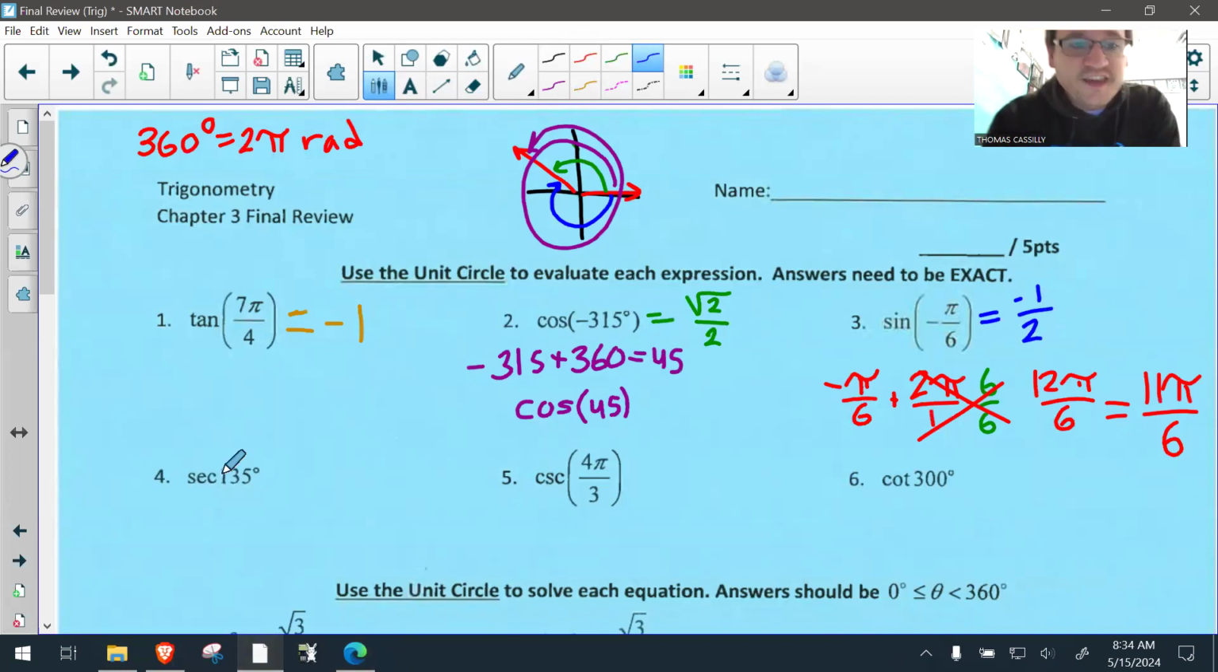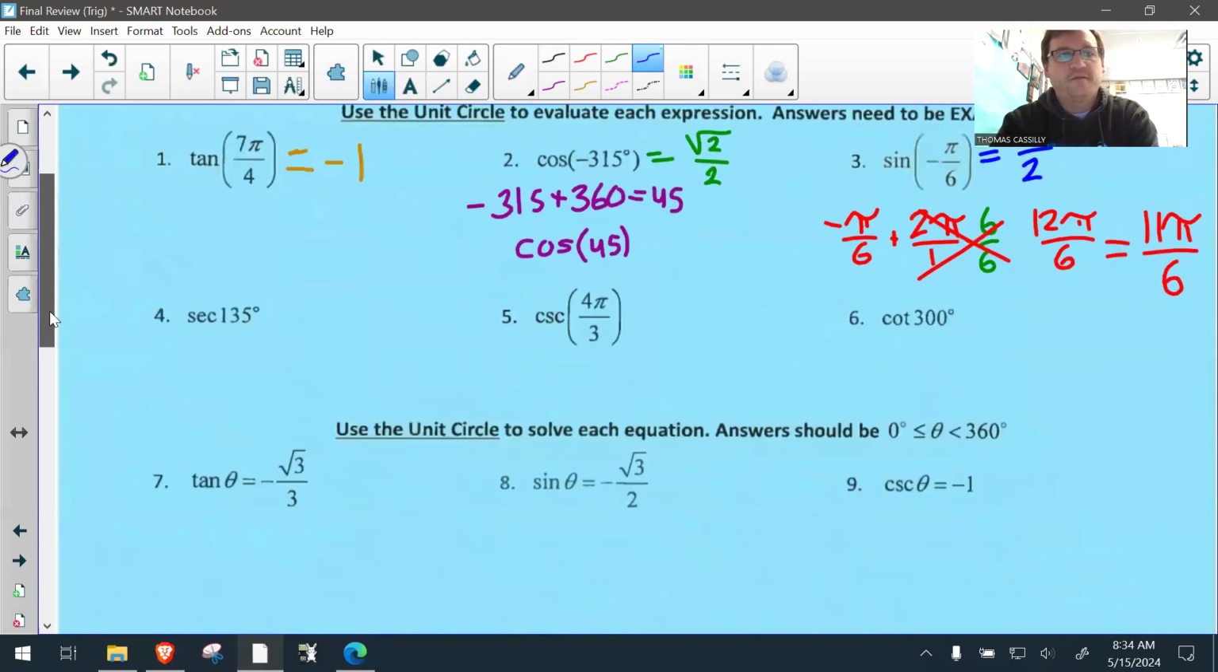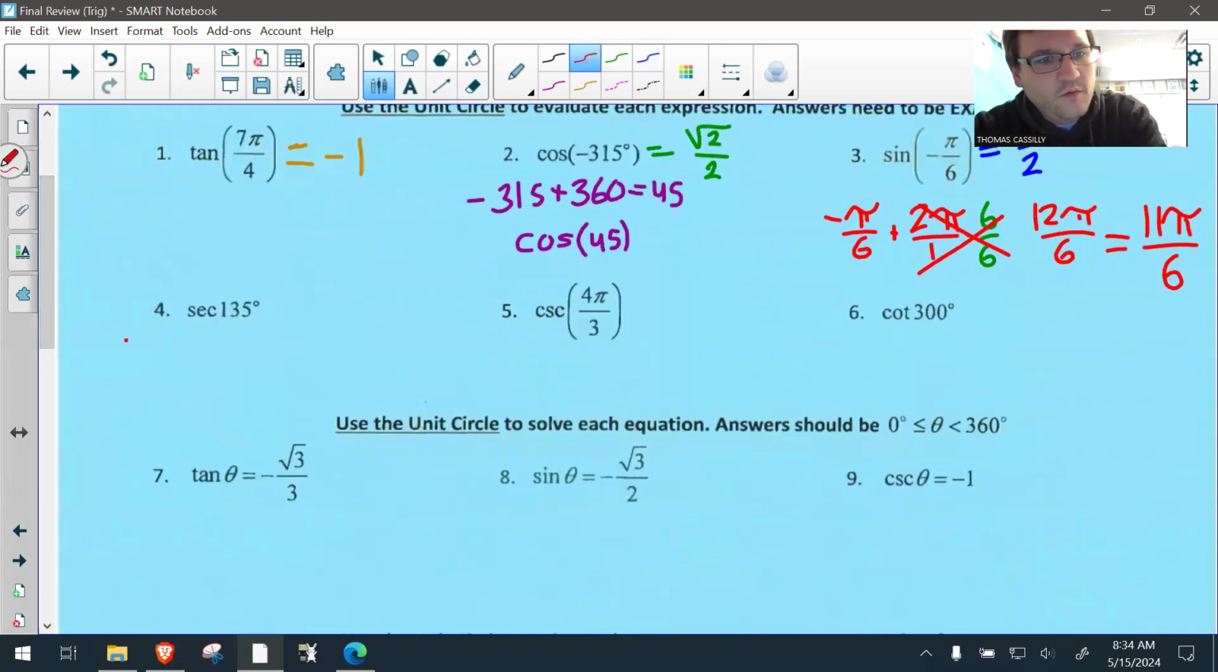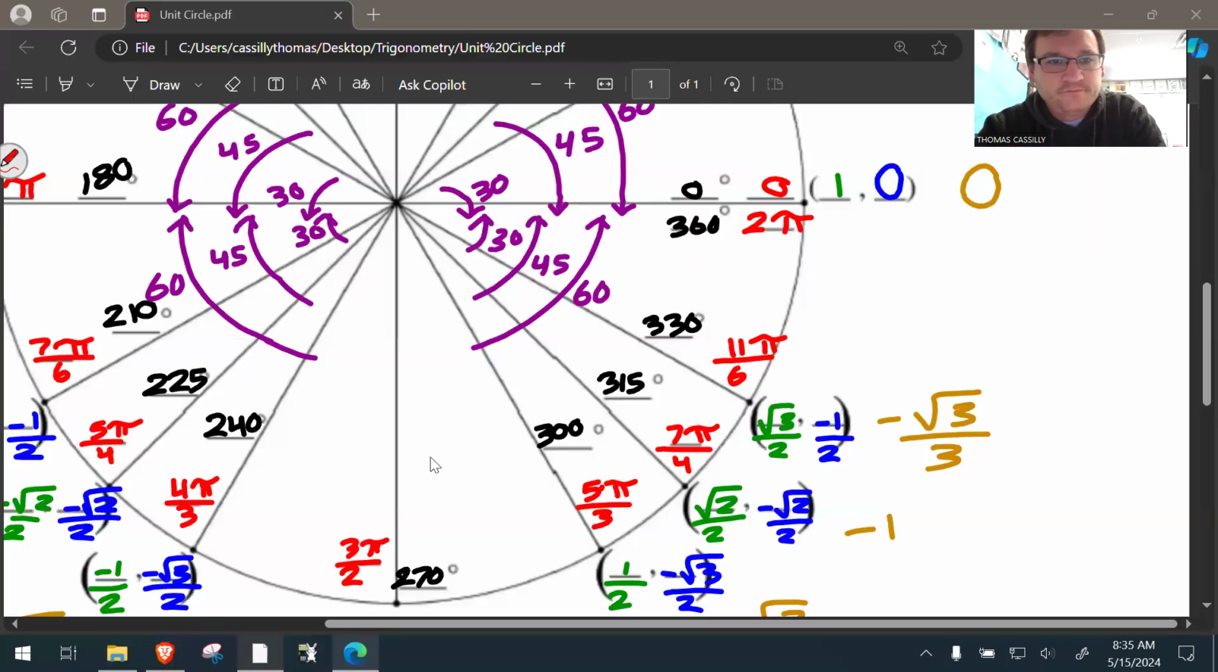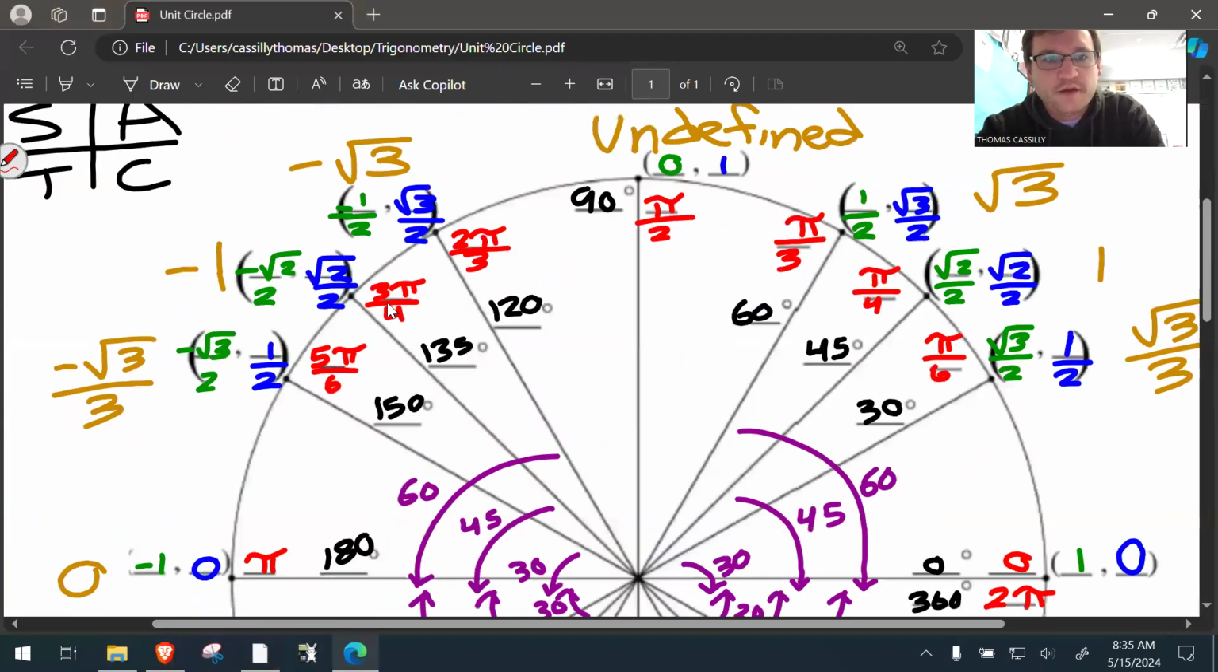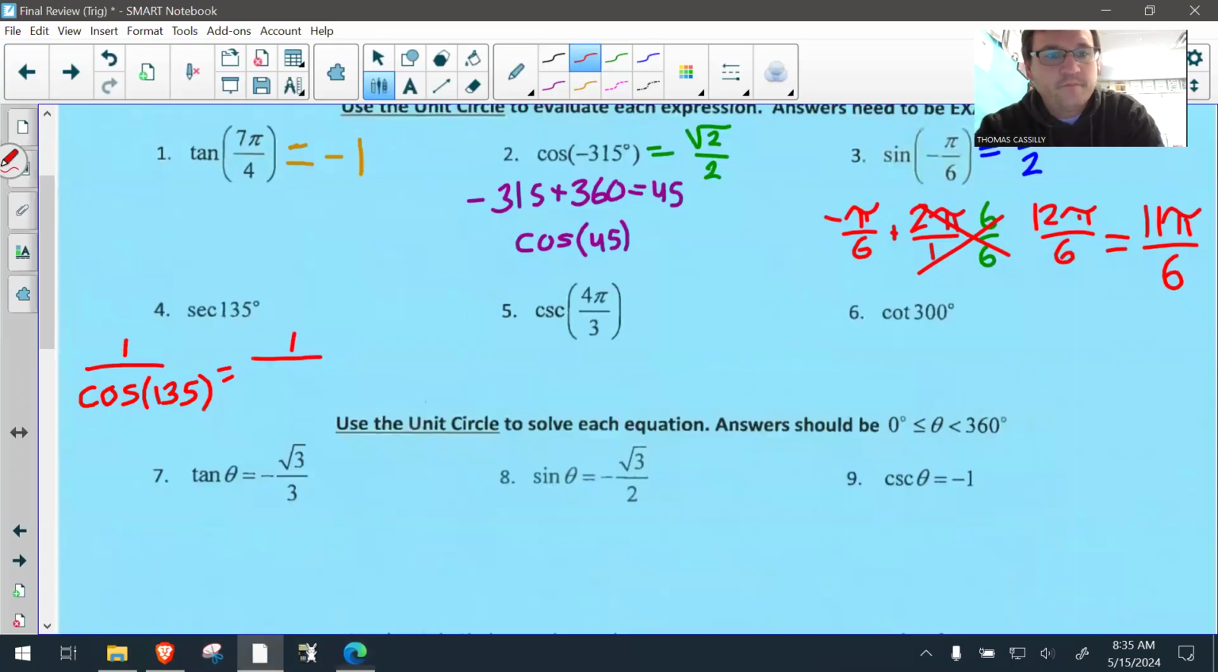Right? The secant of 135. This is 1 over the cosine of 135. So let's find the cosine of 135. Here's 135. Cosine is negative square root of 2 over 2. So if we fix that, we're going to call this -2 over the square root of 2, and then, of course, rationalize it.